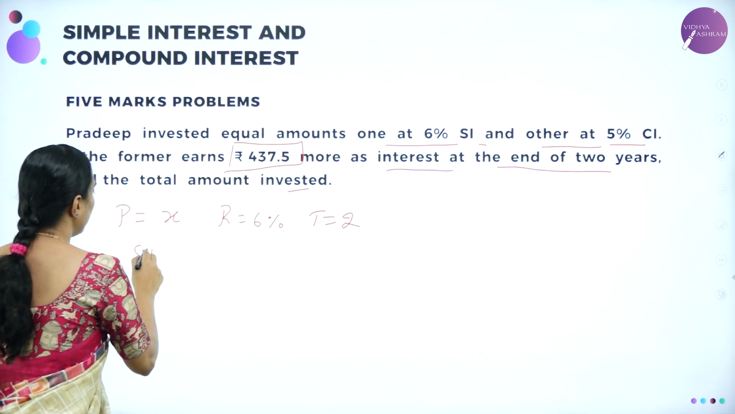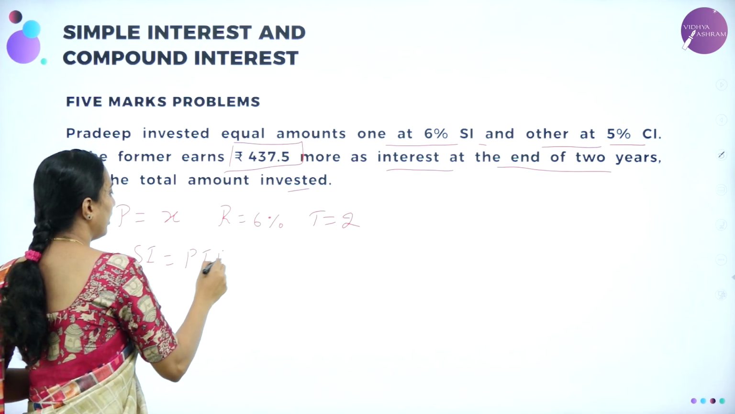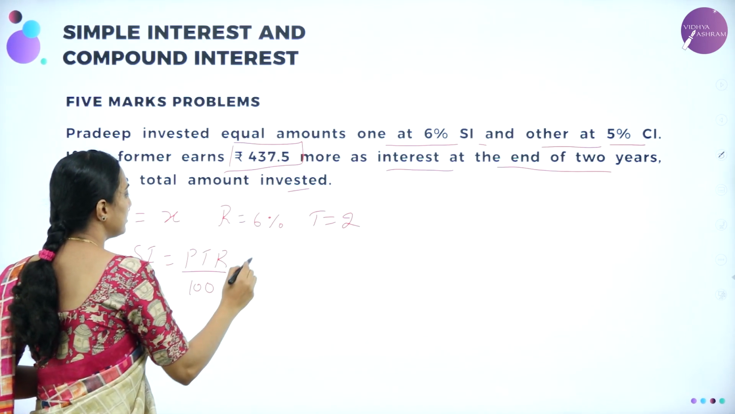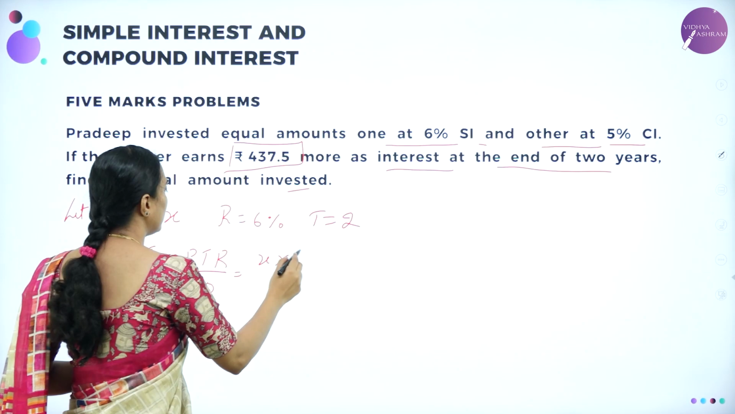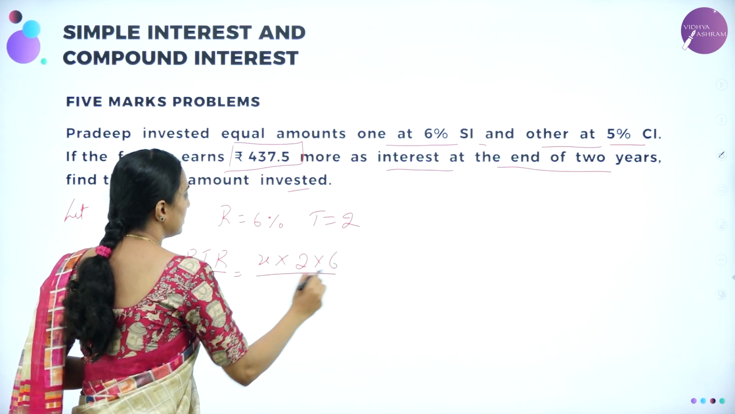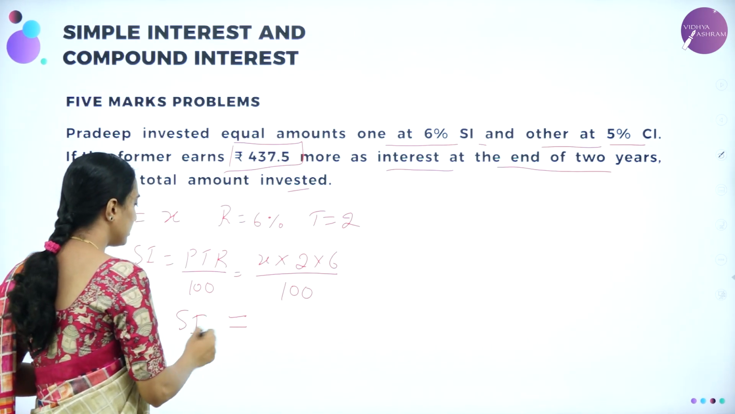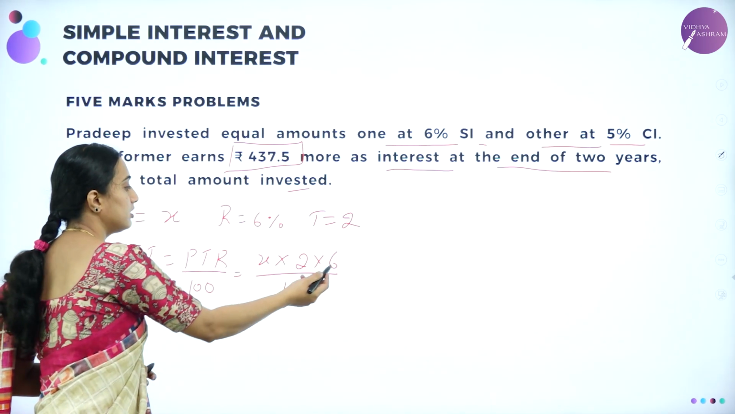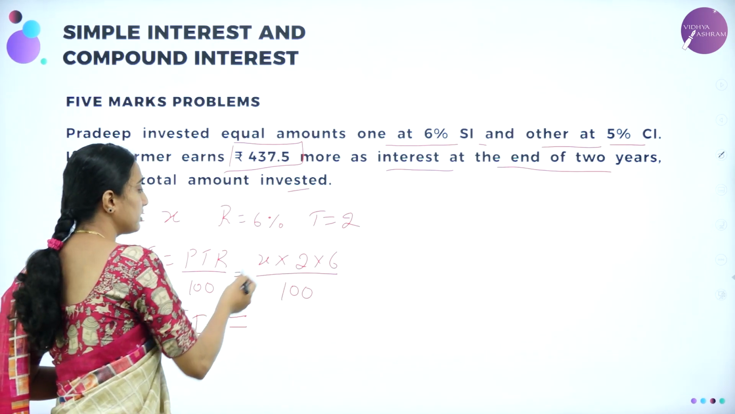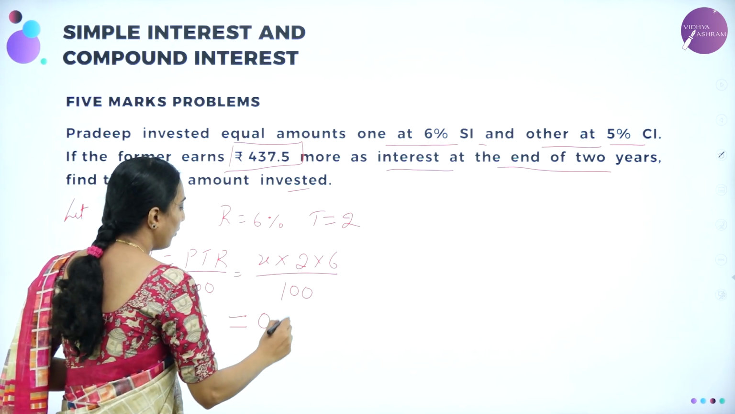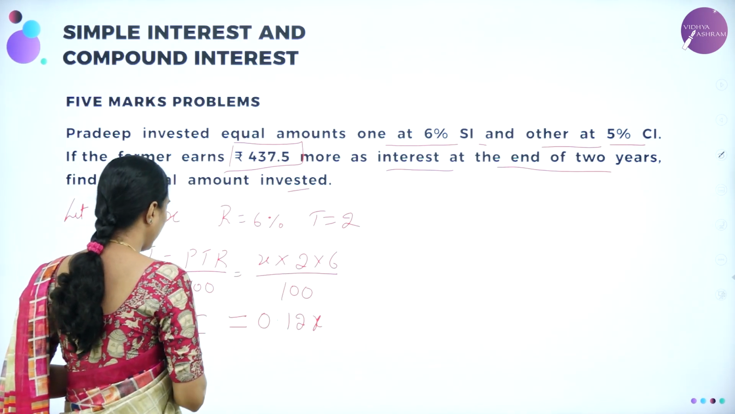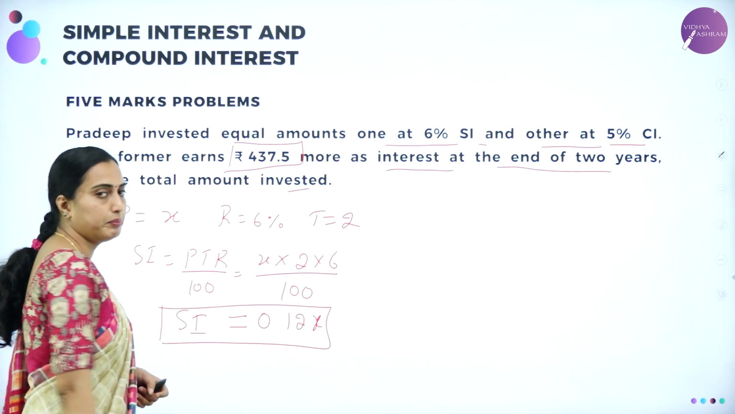So SI is given by the formula PTR divided by 100, which will be equal to X into 2 into 6 divided by 100. So the answer you are going to get for this one, SI is equal to, so here 6 2s are 12, 12x you are going to have, therefore 0.12x, because divided by 100 you are going to get. Let me keep it as it is.